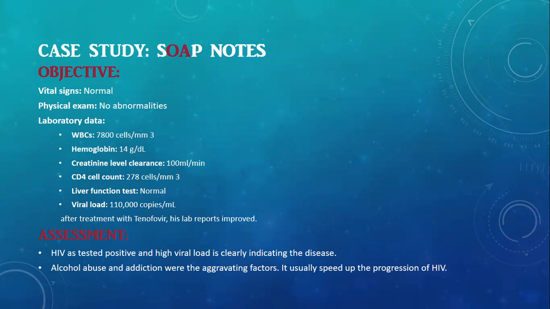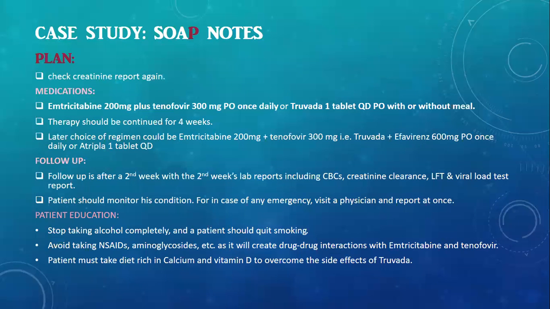Now, what is the assessment? HIV tested positive, and the high viral load clearly indicates the disease. Alcohol abuse and addiction were the aggravating factors. It usually speeds up the progression of HIV. Now, what is the plan?